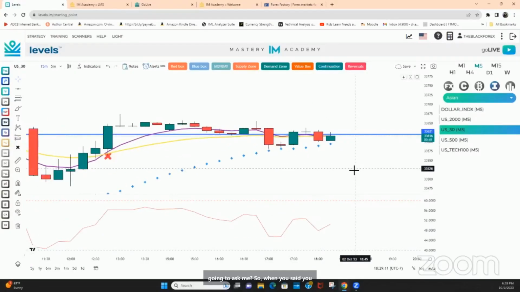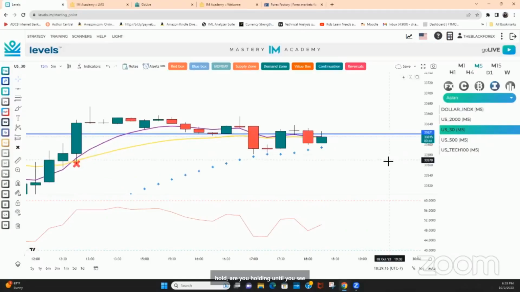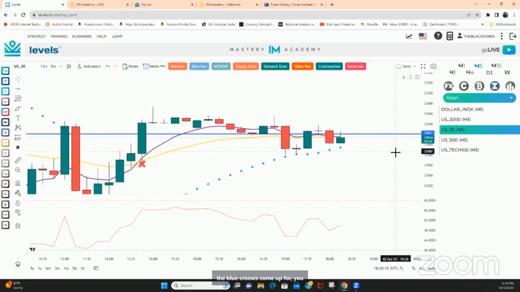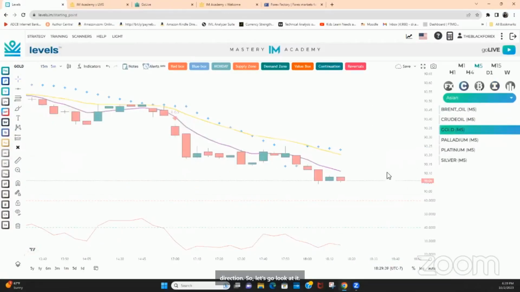So when you said you were gonna wait on gold and then hold, are you holding until you see the blue crosses come up for a buy, or are you waiting for a designated number, or how long are you holding that? Your choice. I hold the trade till Thursday. I get out on Thursday. If I see a plus, I'll consider getting out early, but I hold it until Thursday. So you can hold it until you get a plus in that direction. So let's go look at it.